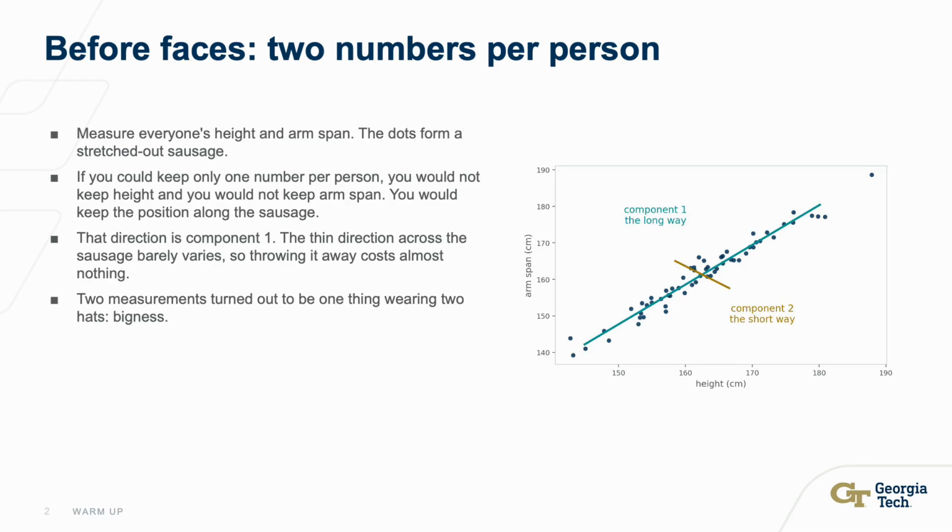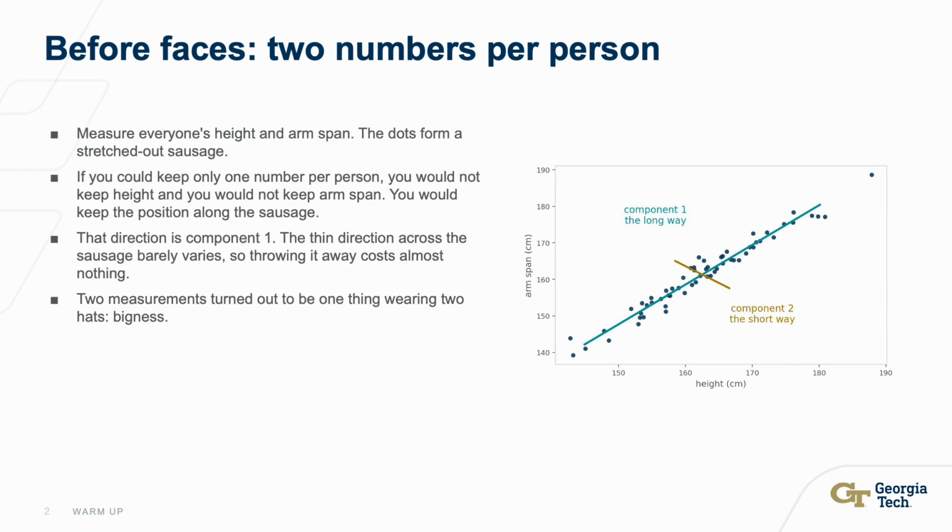Start smaller than faces. Two measurements per person, height and arm span. Plot one against the other and you get this. The dots form a stretched-out sausage running diagonally across the plot because tall people tend to have long arms. The two measurements are not independent.